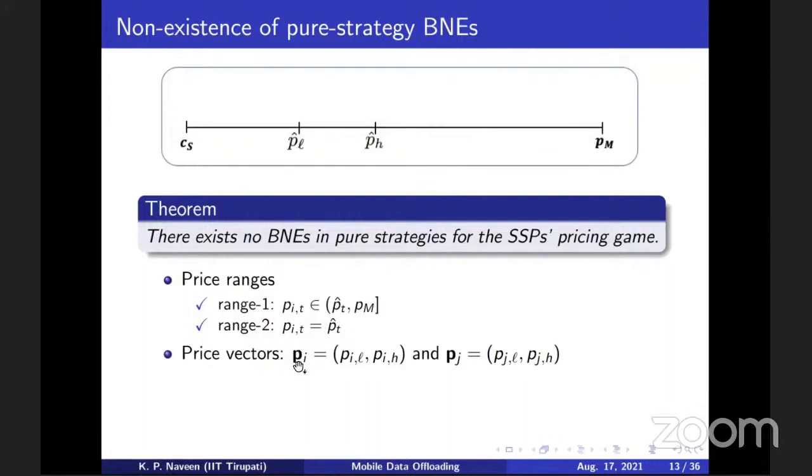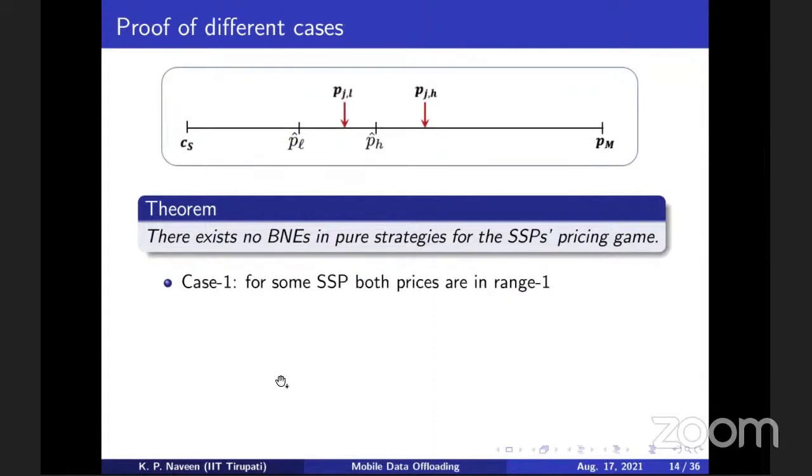And now there are two price vectors comprising 4 different prices, right? So there are a total of 16 combinations possible once we have these two ranges, right? For each price, 16 ranges are possible. But we can capture everything into 3 different cases. I'll very quickly take you through the cases. So here is case 1. Suppose for some SSP, both prices are in range 1. What does that mean? Let's say for SSP J, the prices are not equal to the threshold. They are greater than the threshold.